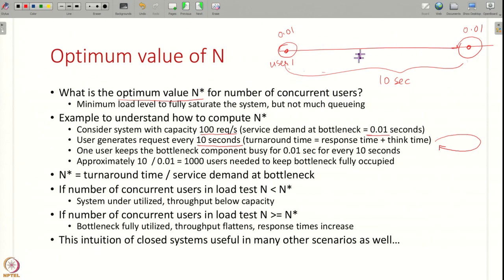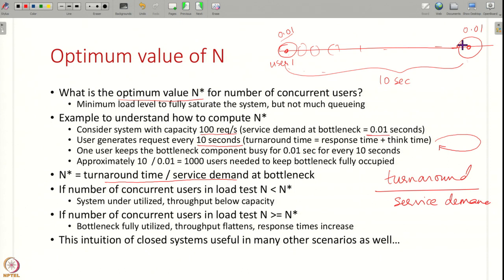So, how many such users do you need to keep this bottleneck fully occupied? If each user is consuming 0.01 seconds out of this 10 seconds at the bottleneck, you will need 10 divided by 0.01, right? Turnaround time divided by service demand. If you had that many users, then this bottleneck will be fully utilized and your system will be running at full capacity. Can you all see this?